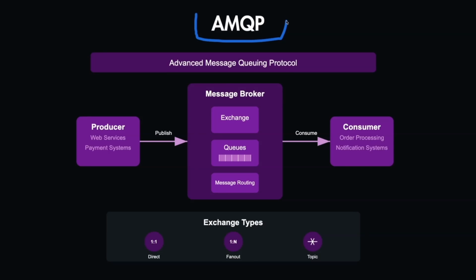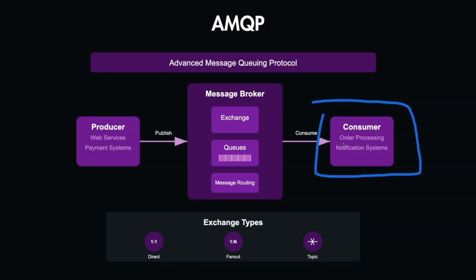The next very common type of protocol is Advanced Message Queuing Protocol, which is an enterprise messaging protocol used for message queuing and guaranteeing delivery. In this setup, you usually have the producer, which can be either a web service or a payment system or something like that. And on the other side, you have the consumer, which can be the processor of the payments or notification systems and stuff like that.